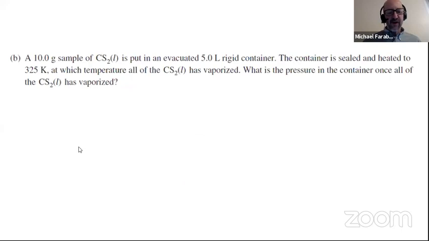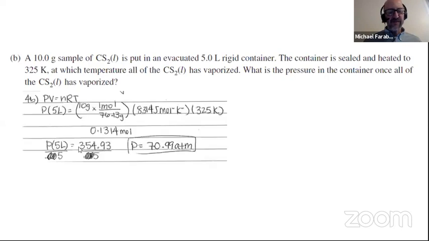All right, here we have a new problem. It says a 10.0 gram sample of CS2, carbon disulfide liquid, is put in an evacuated 5.0 liter rigid container. The container is sealed and heated to 325 Kelvin, at which temperature all of the CS2 liquid has vaporized. What is the pressure in the container? Sounds like the ideal gas law. Here's what the student did.